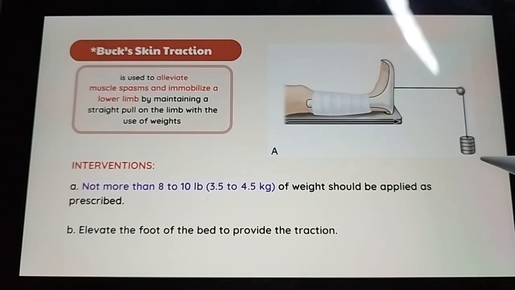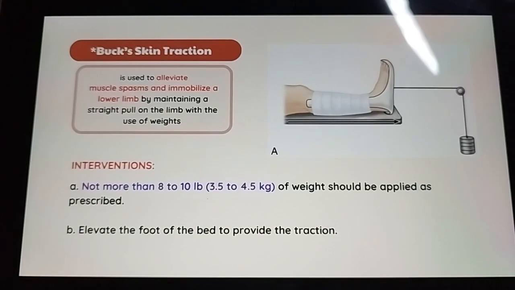So the weights are attached to a pulley. Allow the weights to hang freely over the edge of the bed. So ito dapat nakahang freely, hindi nasa floor. Okay. Important considerations: not more than 8 to 10 pounds or 3.5 to 4.5 kilograms of weight should be applied as prescribed. Hindi dapat daw lalagpas ng 4.5 kilograms. And elevate the foot of the bed to provide the traction. Kasi nga, hindi dapat nakahang freely siya.